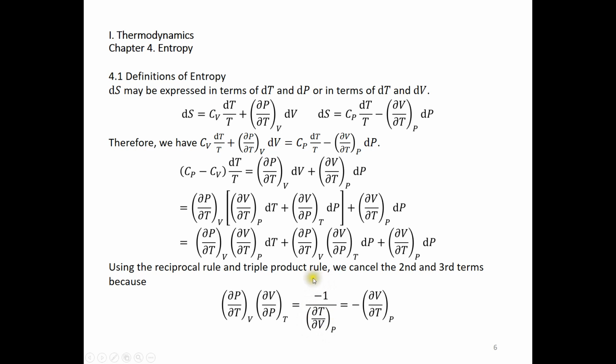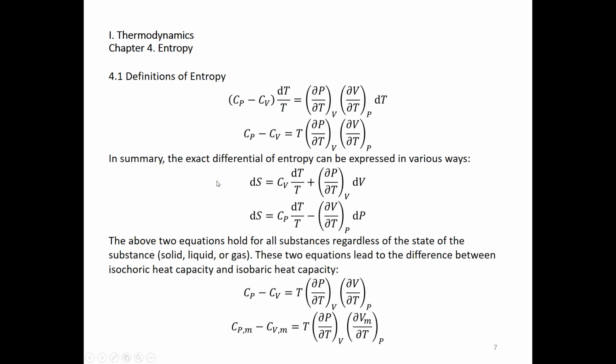Using the reciprocal rule, we can flip this, and then we have negative ∂V/∂T. Look at this. This is negative ∂V/∂T. This is positive ∂V/∂T. And they have the same subscripts. Therefore, these two terms cancel. We have only one term left, and dT cancels. We will get an expression for Cp minus Cv.